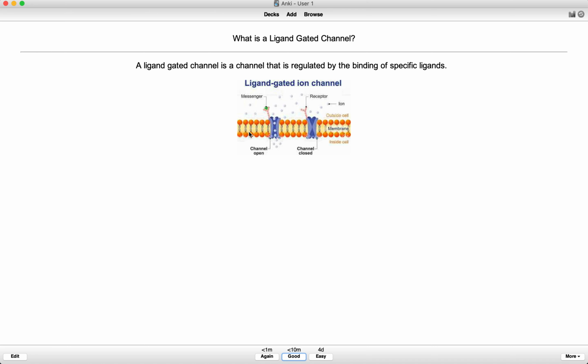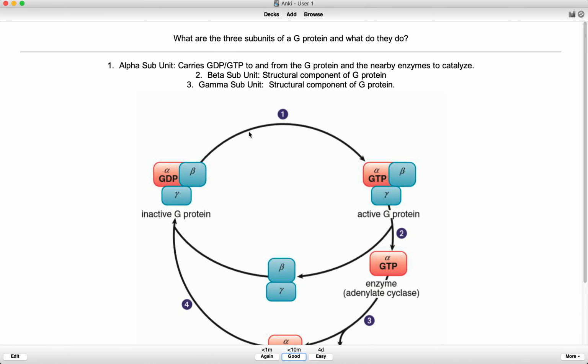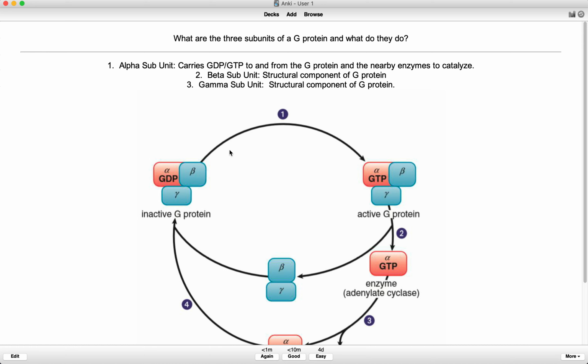3 subunits of a G protein. So we have the alpha subunit, which carries GDP to and from the G protein. Nearby enzymes catalyze this. The beta subunit is a structural component of the G protein, and the gamma subunit is also a structural component. Okay, so alpha subunit carries GDP, which transforms over to GTP.